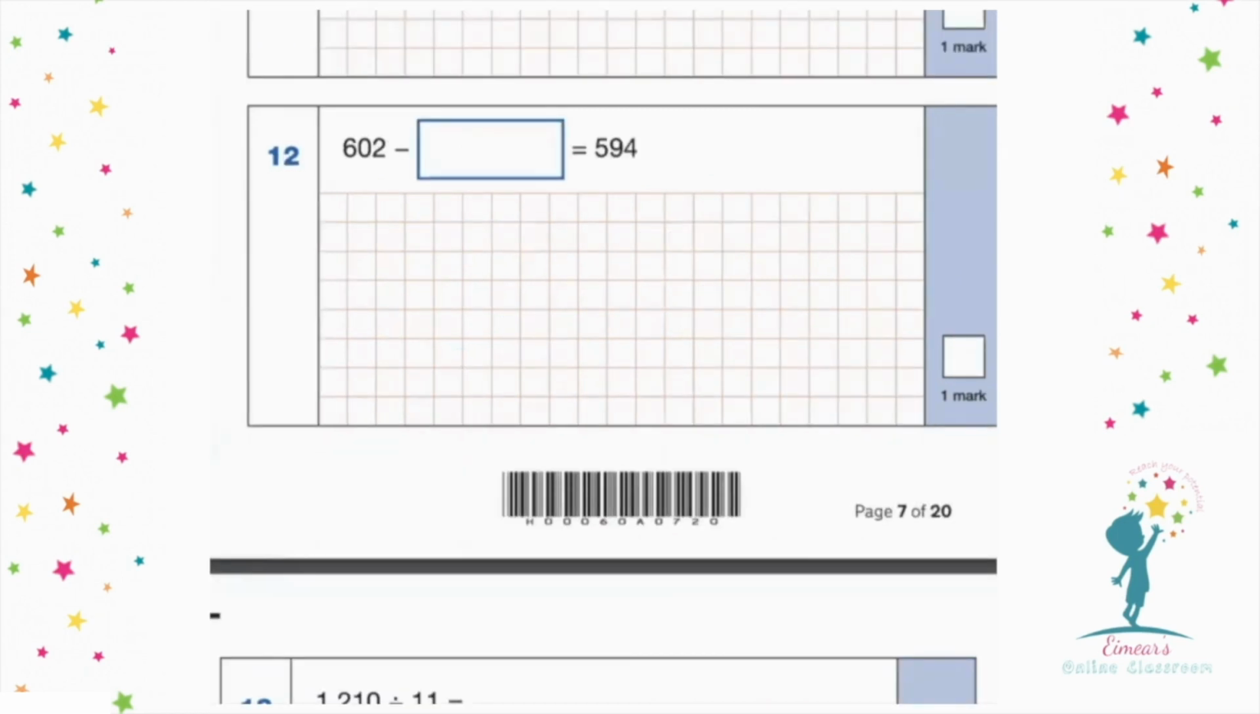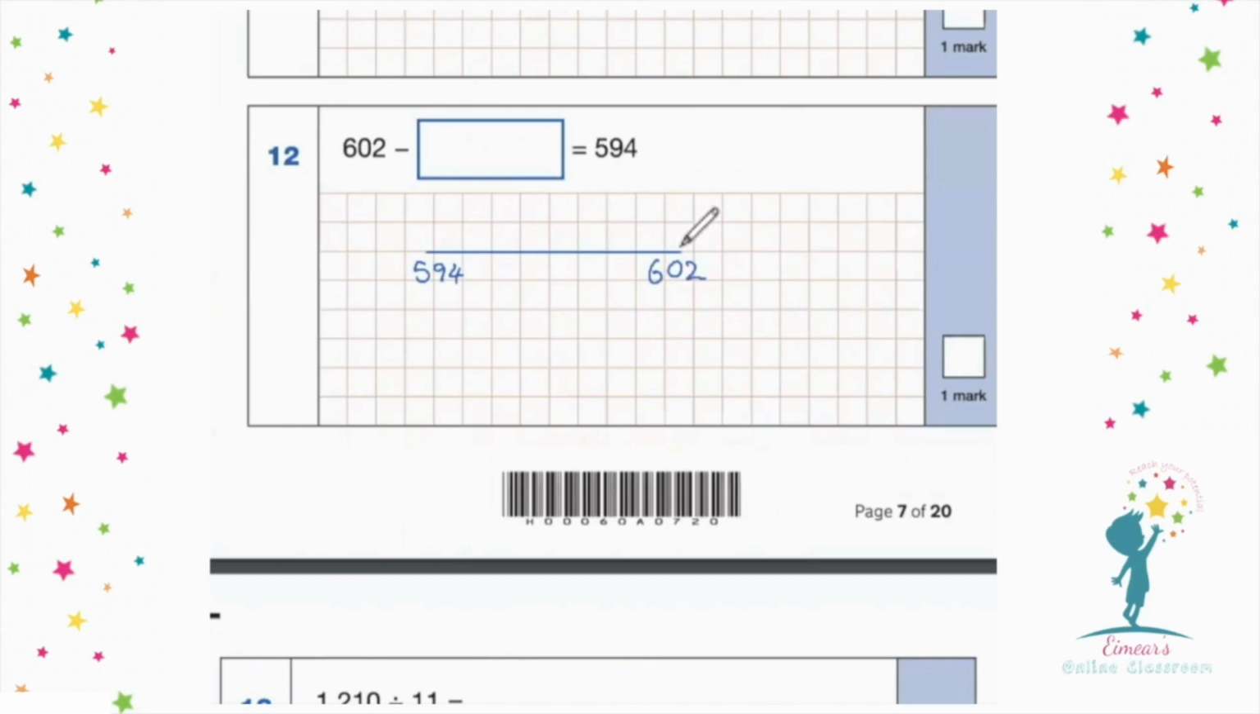Question 12 is 602 minus what equals 594? Some children will be able to just do this in their heads and come up with the answers. Others may want to use a written method to help them. The standard written method is probably too cumbersome for what this is, so the easiest way is to use a number line. So we're going to plot our two numbers on the number line. We have 602, and here we have 594. We can either count up or count back. It doesn't matter which way.